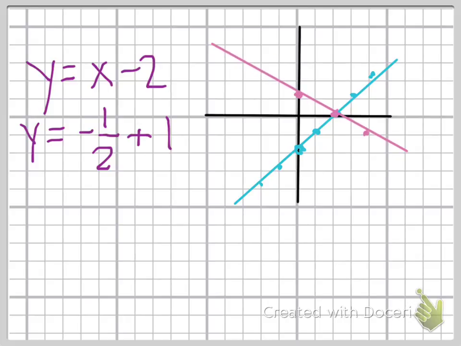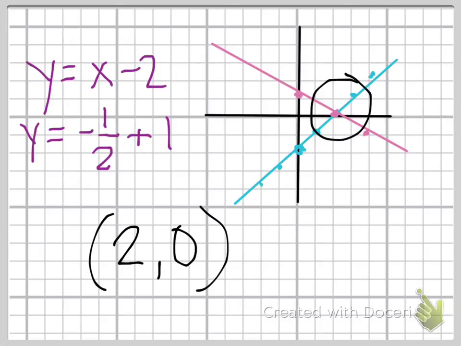Okay, and I can already see that they intersect right at this point here, and that ordered pair is looking like 2, 0. So that is my solution. And if I plug it back into both equations, it should tell me that that is correct.